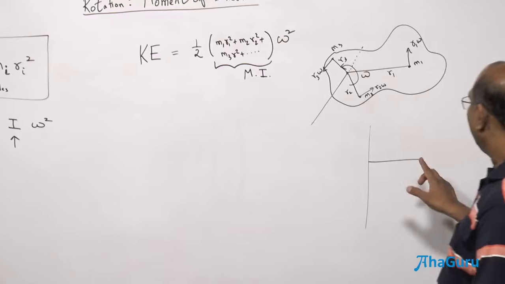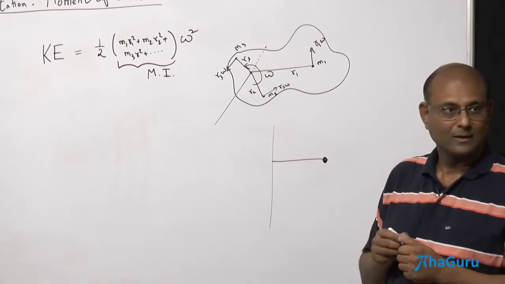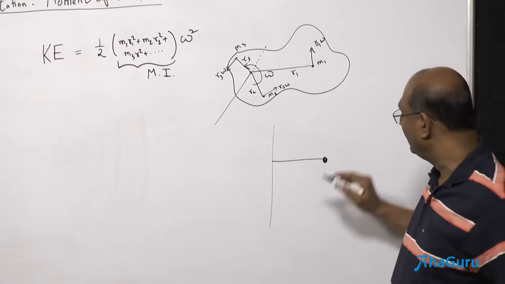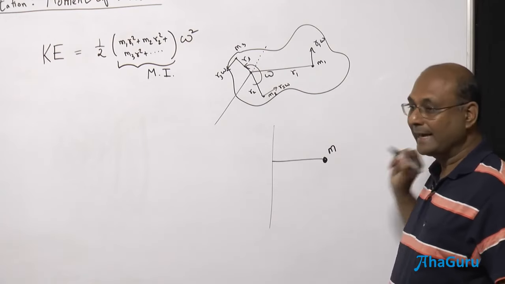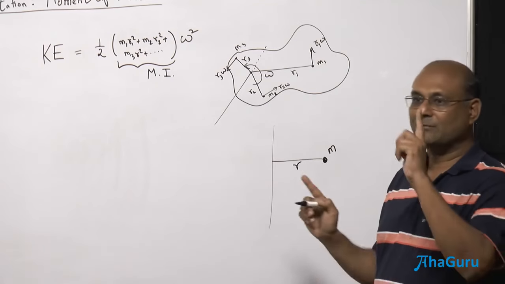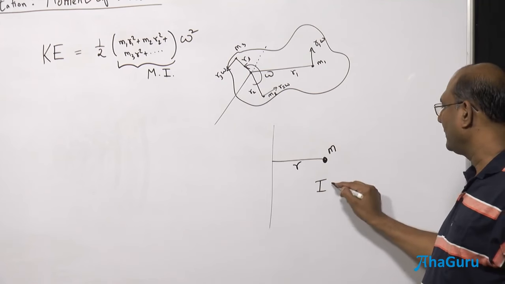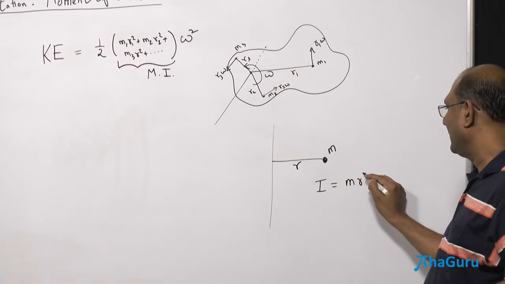Okay. So let me assume that this fellow is rotating about this axis. This is just the axis, this is nothing to do with a rod. Now this guy has mass m. Let us say the distance is r. What is the moment of inertia for a single particle? mr square. So this guy's moment of inertia is mr square.